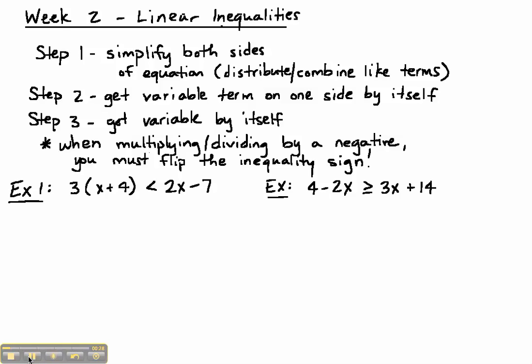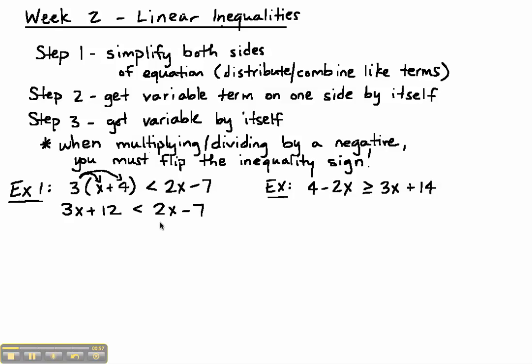And we'll see this in example 2. But first of all, let's look at example 1 and just see that we are following the exact same steps as the linear equations. Our first step is to distribute the 3 on the outside of the parentheses to simplify the left-hand side. 3 times x is 3x, 3 times 4 is 12. And on the right-hand side, there's nothing to distribute. There's no like term, so we leave it as 2x minus 7.